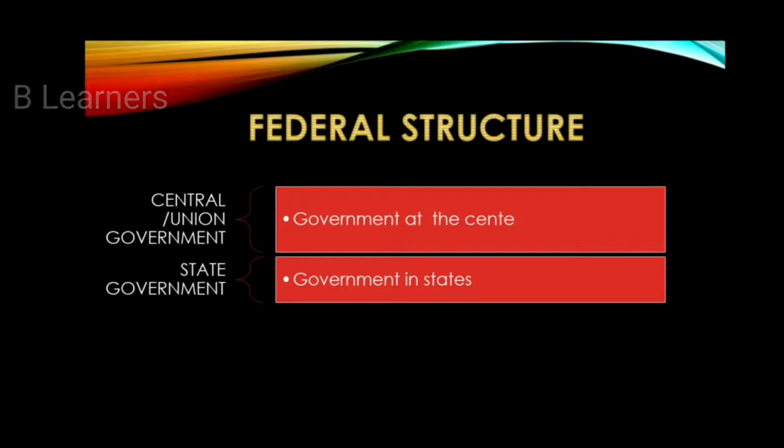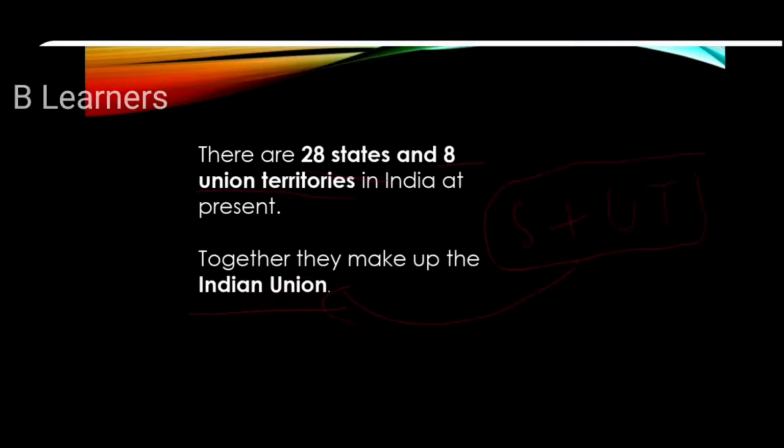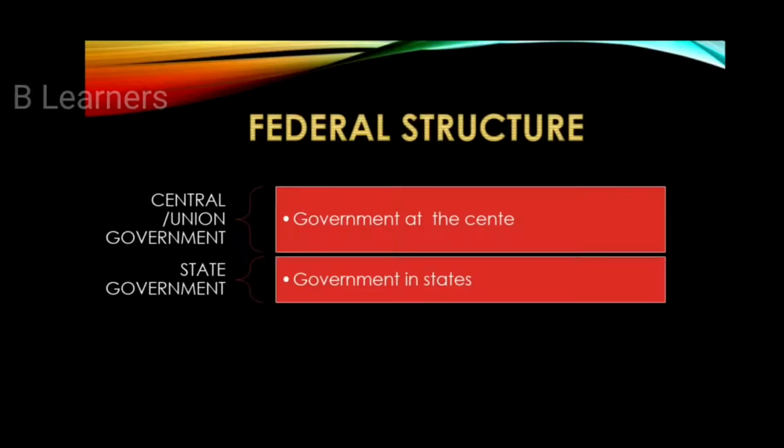Okay, so there will be a problem in managing the whole nation. Understood? That's the reason the government has distributed the powers among various components, or you can say the power is distributed at different levels. So we have a federal structure of government, meaning the power is divided among different levels. In our country, the power is divided at the central level and state level.